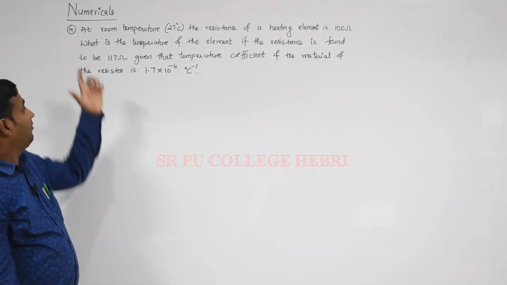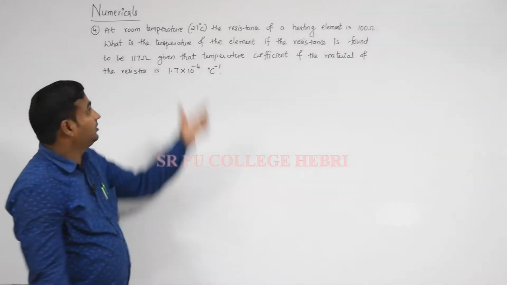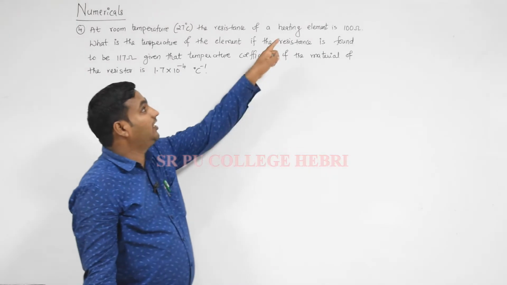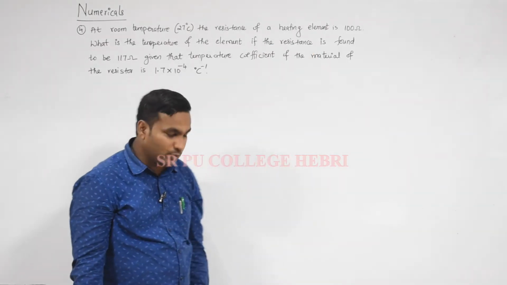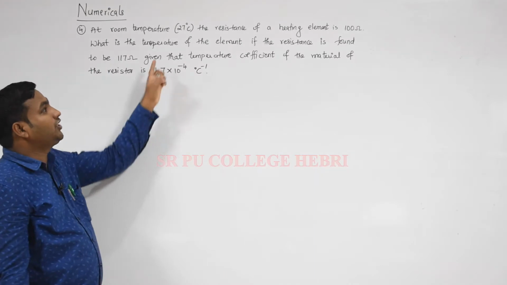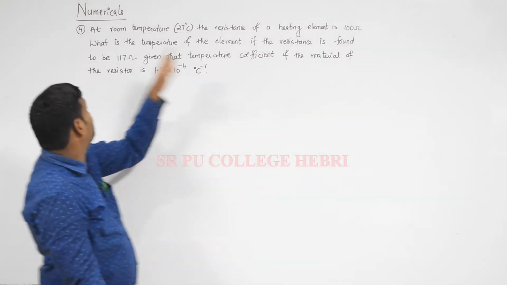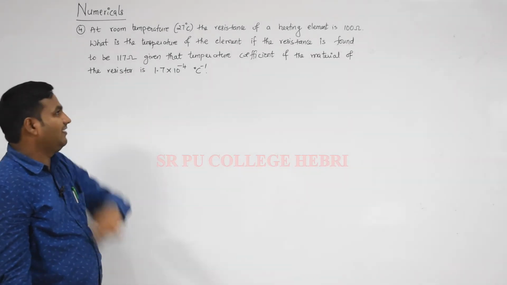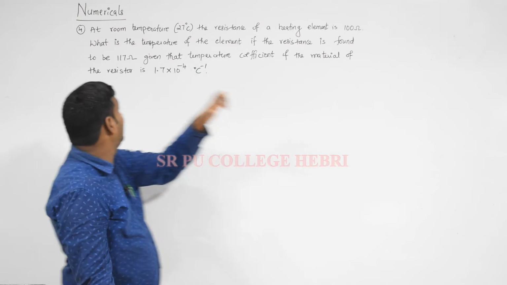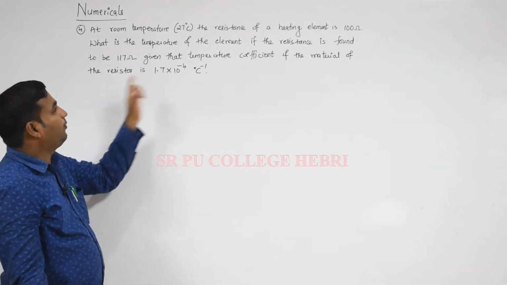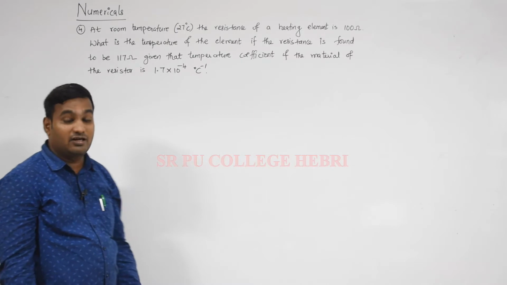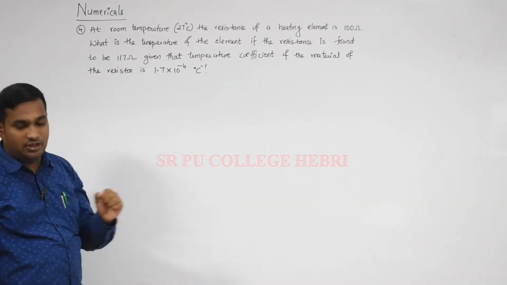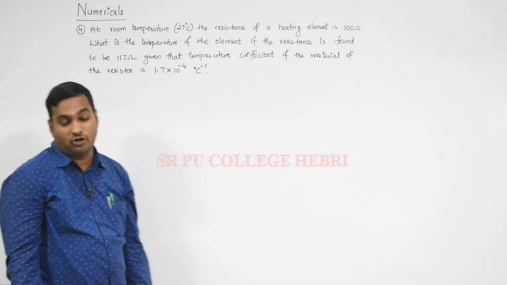The next question number 4. At room temperature, that is 27 degrees Celsius, it is given the resistance of a heating element is 100 ohm. What is the temperature of the element if the resistance is found to be 117 ohm? Resistance got increased. Given that temperature coefficient of material of the resistor is 1.7 into 10 power minus 4 per degree Celsius. Per degree Celsius is the unit used to measure temperature coefficient of resistance of a conductor or material.